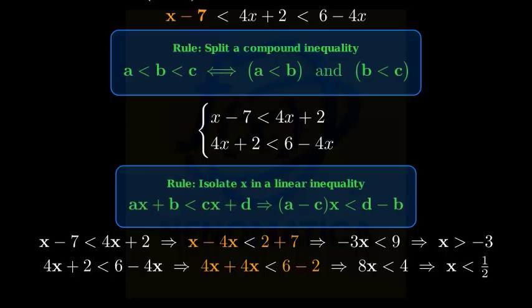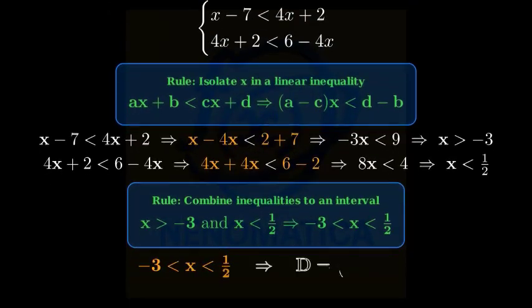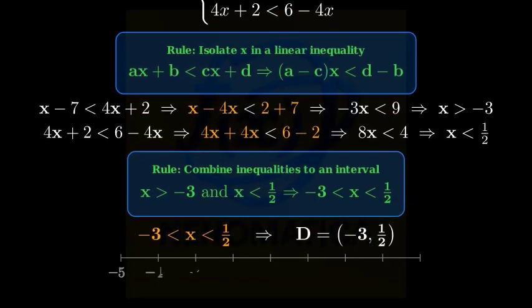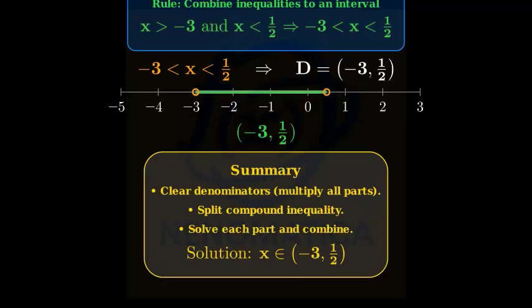Quick recap. We cleared the denominator, split the compound inequality, solved both linear parts, and combined them to the interval open -3 to 1/2. Practice by changing the numbers and repeating the process. Final answer: x lies between -3 and 1/2, not including the endpoints.